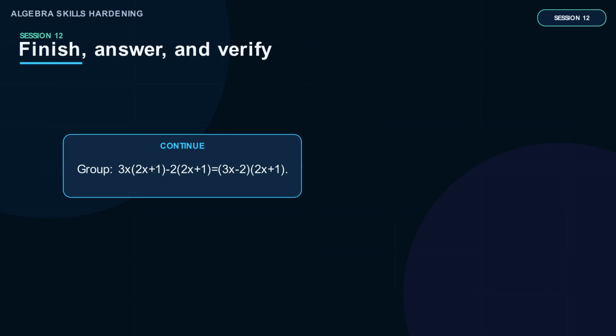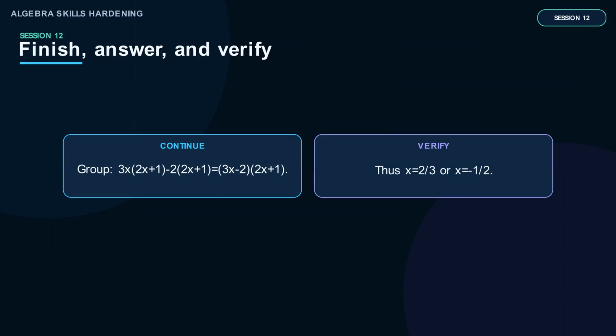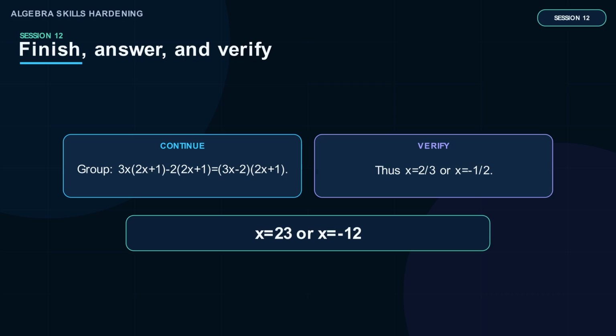Continue with the third step. Group 3x(2x plus 1) minus 2(2x plus 1) equals (3x minus 2)(2x plus 1). State what the transformed line tells you. Complete the argument. Thus, x equals 2/3 or x equals minus 1/2. This is part of the solution, not decoration. The final answer is x equals 2/3 or x equals minus 1/2. Compare it with the requested variable, expression, unit, interval, or classification. Verify from another direction. Substitute, compare representations, inspect units, or test a boundary. Prove that the result satisfies the original conditions.